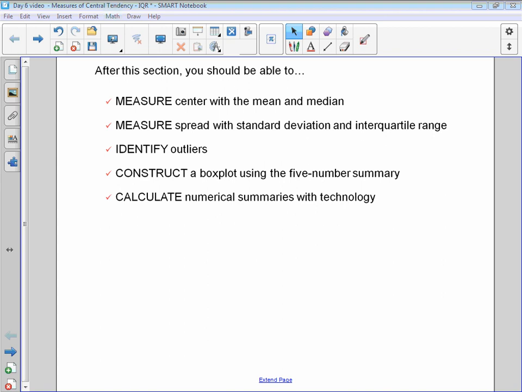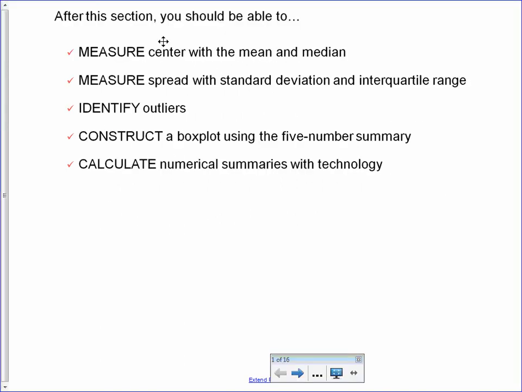Okay, so when we were describing distributions, a lot of people were asking me, well, how do we find the center? And believe it or not, you already know the answer to this, which is there's numerical ways that we're going to use to find the center, and you've had experience with them. And those two are the mean and the median.